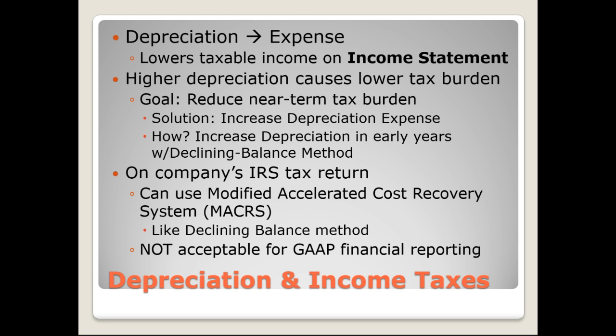Now, your book also does mention that only for IRS purposes, remember, not for GAAP financial reporting purposes, a company can use an IRS method called MACRS, and it just allows for a slightly faster, something like the declining balance method. It allows for a slightly faster depreciation of an asset in its early years.